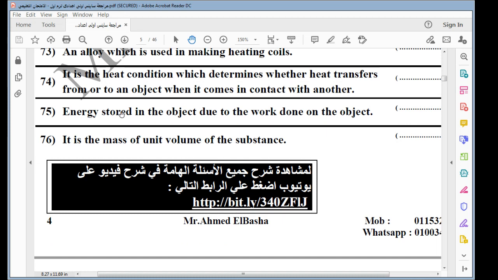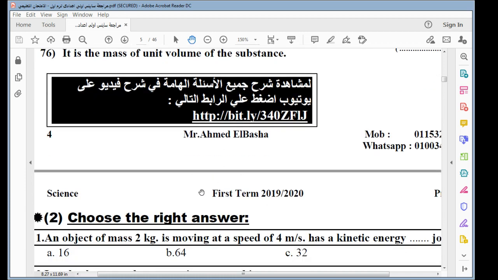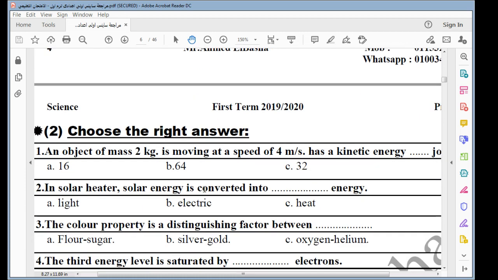75: energy stored in the object due to the work done on the object. Of course, this is potential energy. 76: it is the mass of unit volume of the substance. Of course, this is density. That finishes the first part of our video today, which is scientific terms.